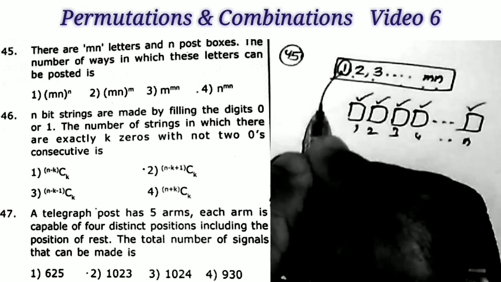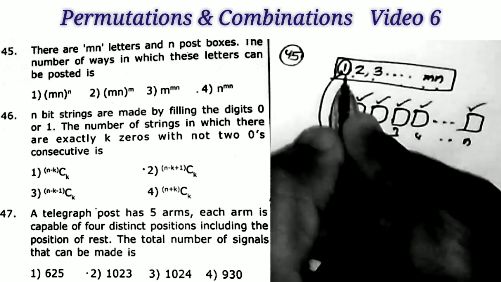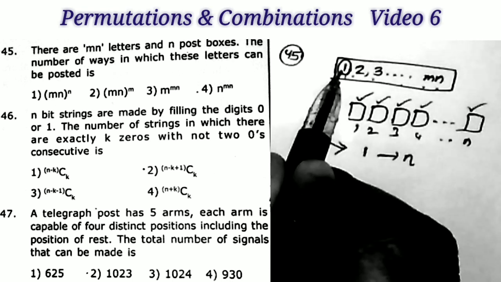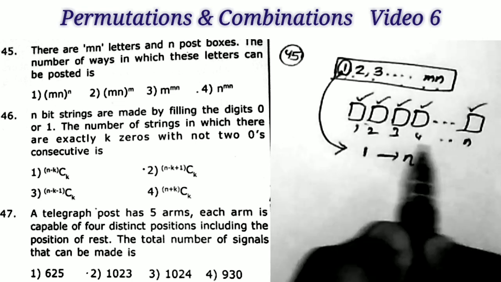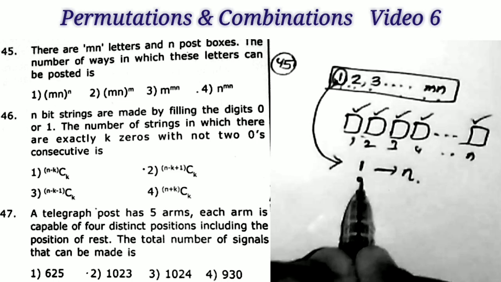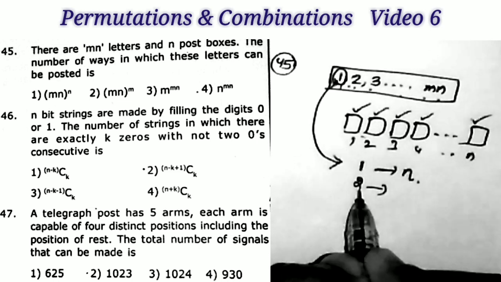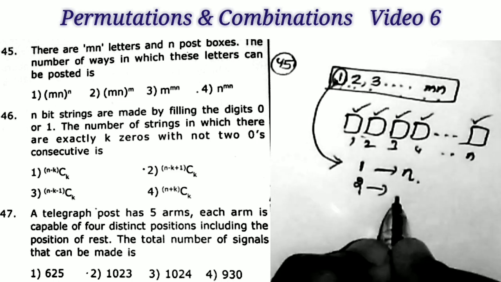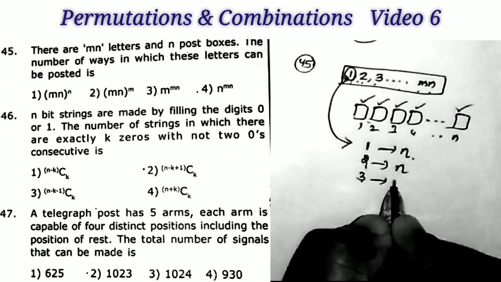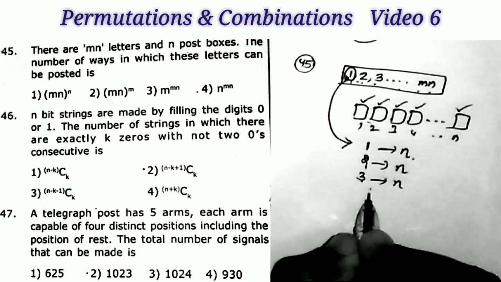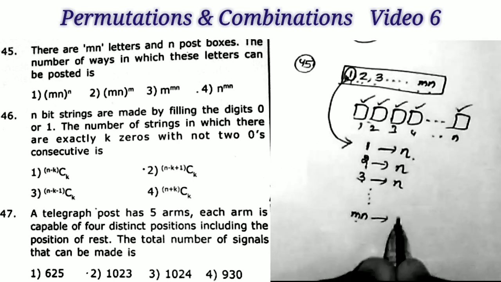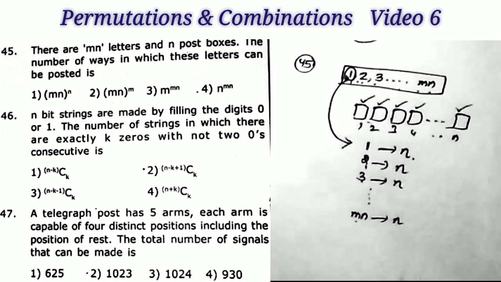That is, the number of chances for posting the first letter is equal to n. We can post the first letter in any of the n boxes. That can be done in n ways. Now coming to the second letter, here also we can post the second letter in any of the n boxes. That can be done in n ways. And the third letter, we can post in any of the n boxes, and so on. So the last letter, the mn-th letter, we can fill in any of the n boxes. That is n ways.